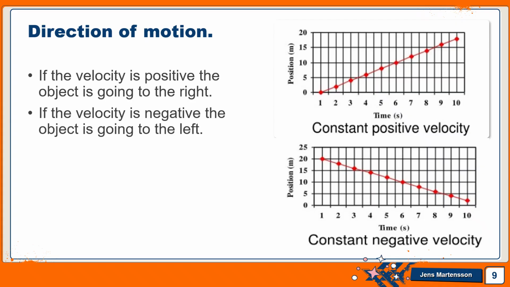So constant positive velocity is a constant change within a period of time to the right. Constant negative velocity is a constant change within a certain period of time to the left.